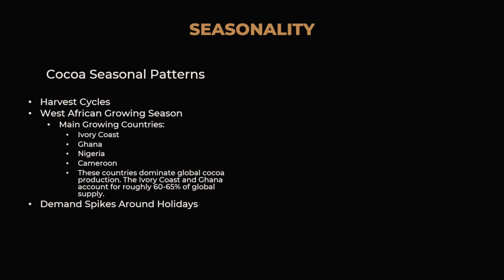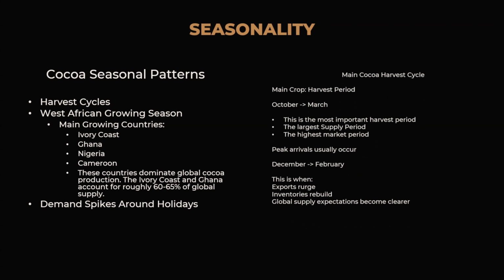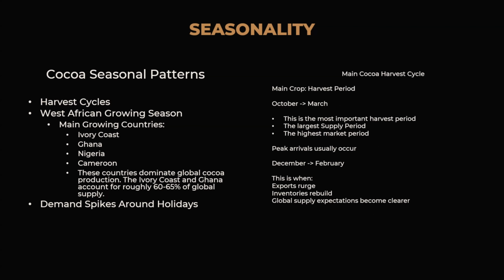Demand spikes around holidays. The main cocoa harvest cycle is between October and March. This is the most important harvest period, the largest supply period, the highest market period. Peak arrivals usually occur December through February, which is when exports surge, inventories rebuild, and global supply expectations become clearer. In this market, seasonality matters, but structure matters more.